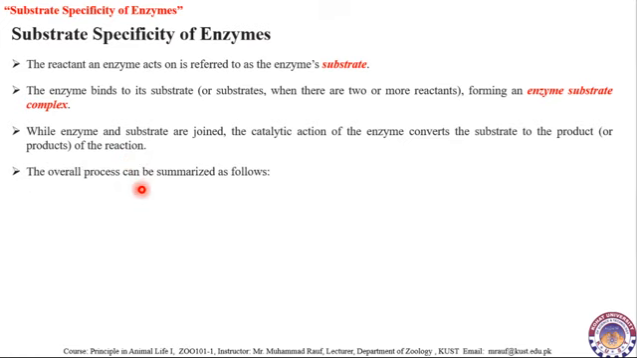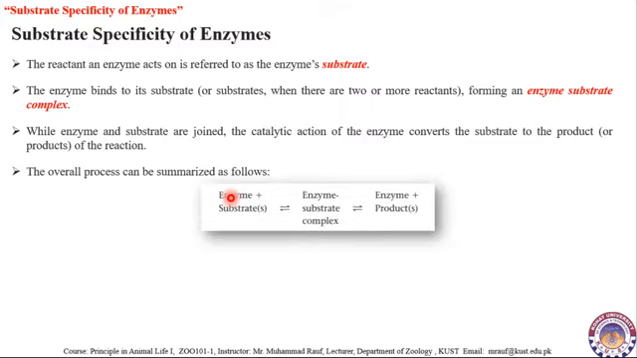The overall process can be summarized as follows. Here you can see the enzyme binds with the substrate and the enzyme substrate complex is established, and then the products are formed, and enzymes are not used up in a chemical reaction. This is one of the biggest properties of enzymes, that they convert reactants into products, but they are not themselves used in this reaction. They are available to catalyze other reactions.